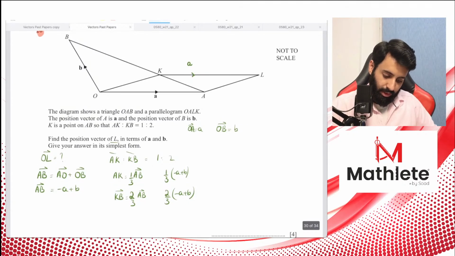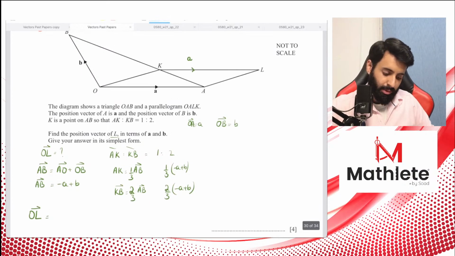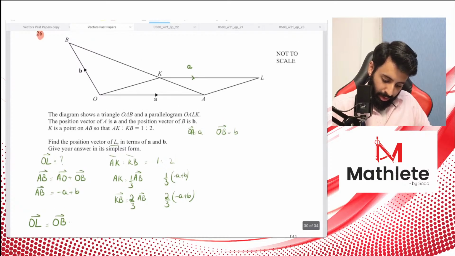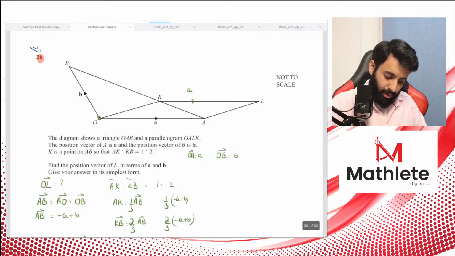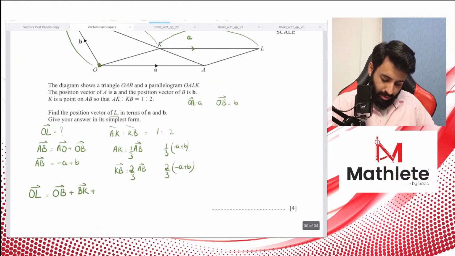Now, let's see what we can do. You need to find out OL. Let's see what's a decent route that can take us from O to L. So, we could do OB, and then we can do BK actually. O to B, and then from B to K. Okay, O to B, B to K, and then from K to L. So that's a good route. Plus KL. So OB is equal to B.